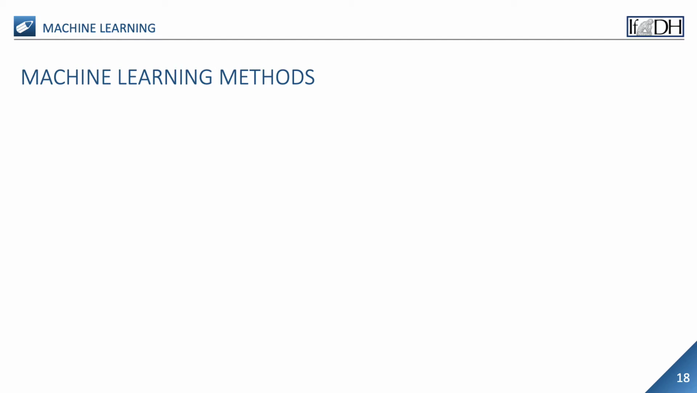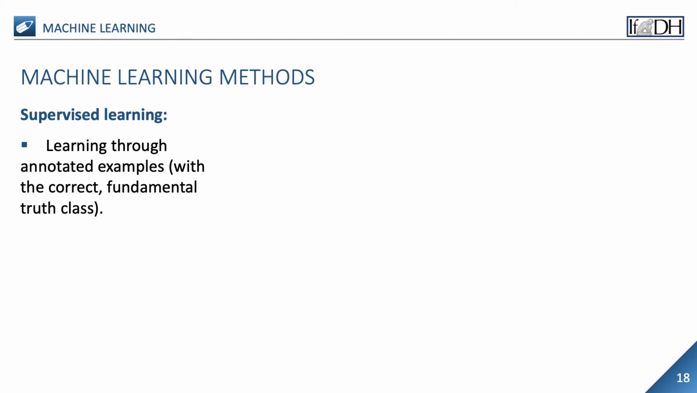Machine learning methods are used to exploit the possibilities hidden in big data. A basic distinction is made between three machine learning methods. In supervised learning, the machine learning model learns by example. This means that the data for a supervised machine learning task must be annotated beforehand with a correct ground truth class.